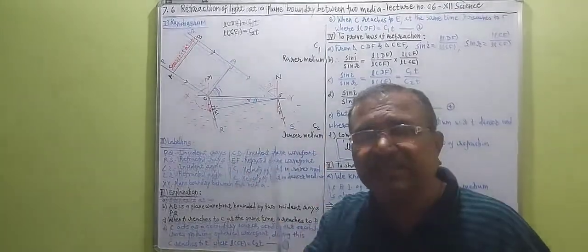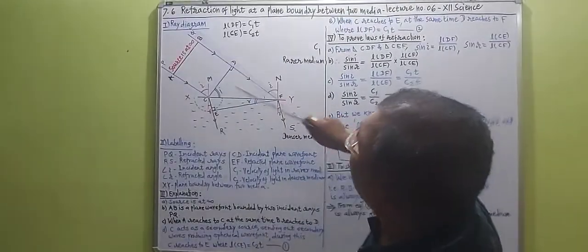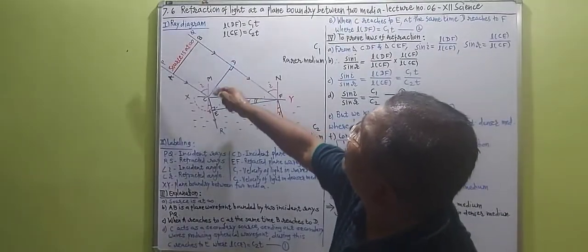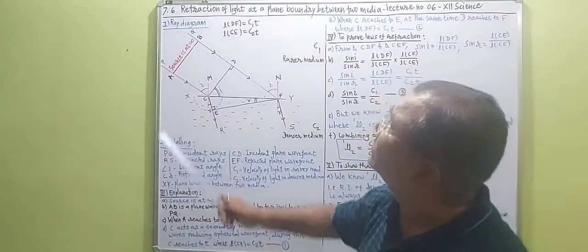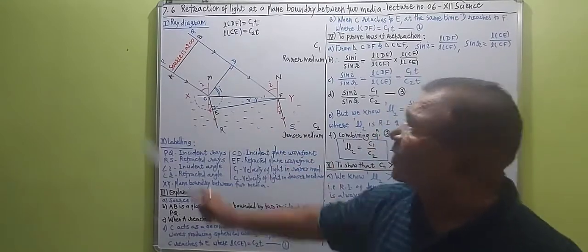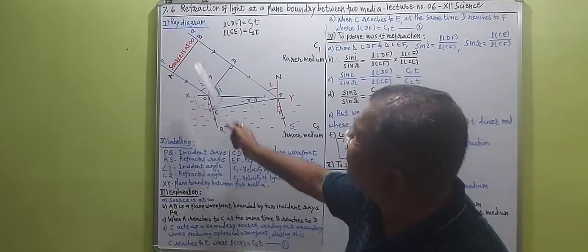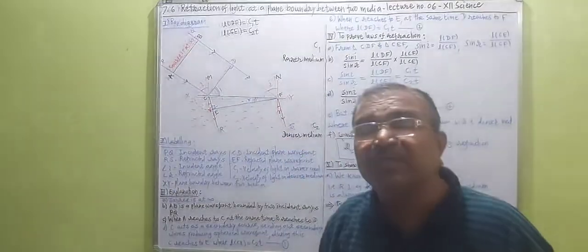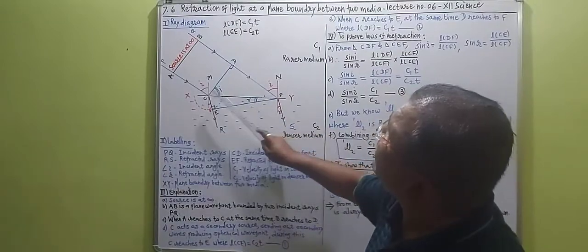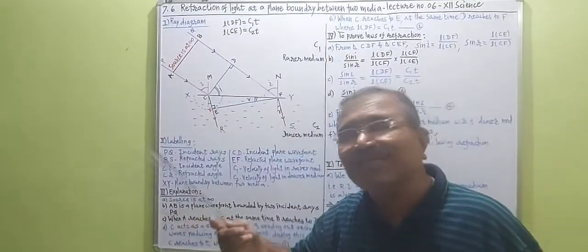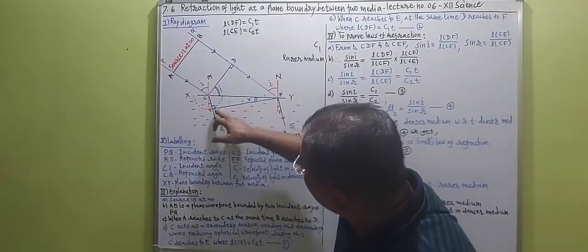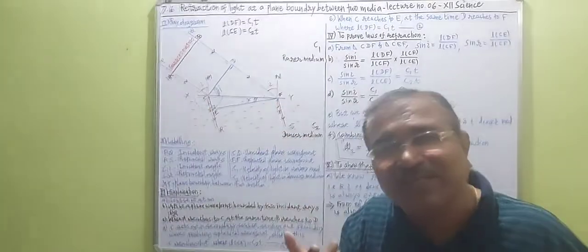Source is at infinity. This is the first sentence. P and Q are the incident rays. Second sentence: this AB is a plane wavefront bounded by these two incident rays. Third sentence: when A reaches C, at the same time B reaches D. As soon as C touches the plane boundary, this C acts as a secondary source, sending out secondary waves in the denser medium to form a spherical wavefront as shown in the figure.